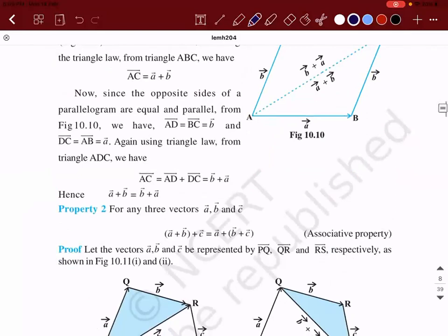The property number 2 is, if you add A to B and add the result of that to C, then it is the same as adding A to the result of B plus C. So (A vector plus B vector) plus C vector is the same as A vector plus (B vector plus C vector), which is called the associative property of vector addition.